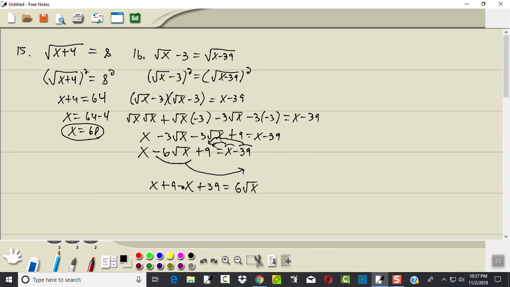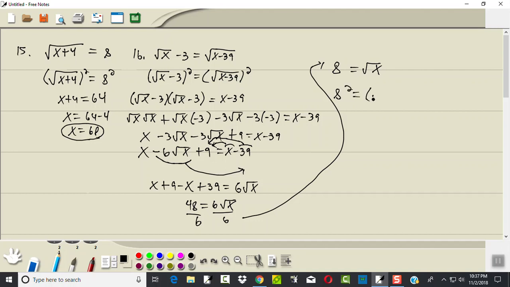Okay, x minus x drops away. 9 plus 39 is, what is that, 48? Equals 6 square root of x. The radical is still not by itself, so we're going to divide both sides by 6. And we get 8 is equal to square root of x. Okay, now we're going to square both sides since we got the radical by itself. So we got 8 squared is equal to square root of x squared. 8 squared is 64, and square root and second power cancel each other, so that gives us x.